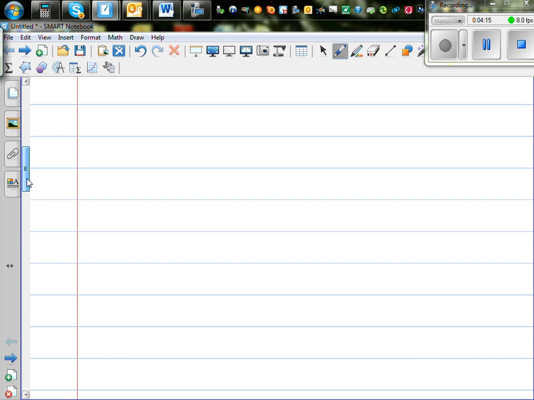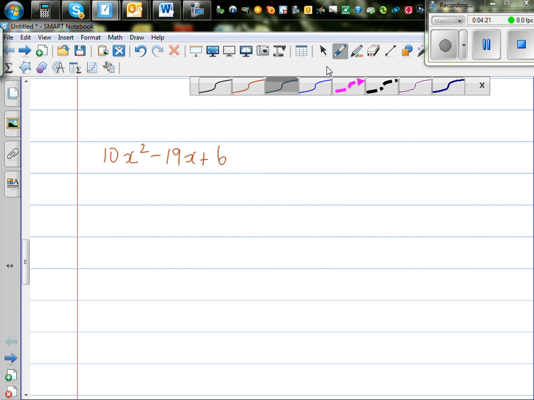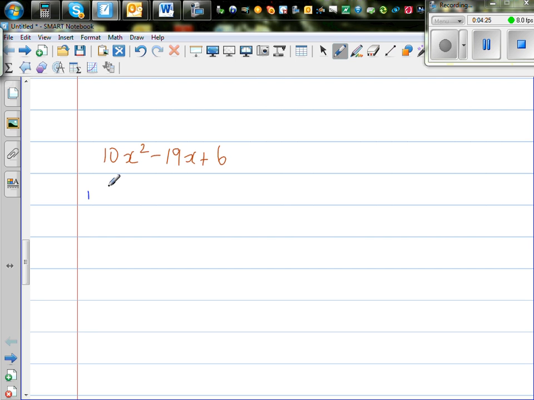Okay, so let us do one more question. So this is 10x squared minus 19x plus 6. I'm going to factor out a 10 here. So if you factor out a 10, you'll have x squared. 10 times x squared is 10x squared. 10 times what gives me 19? So it is 1.9x and this is plus 0.6.